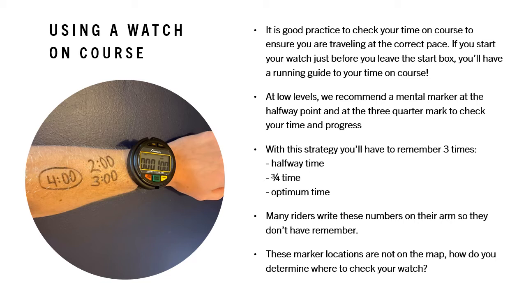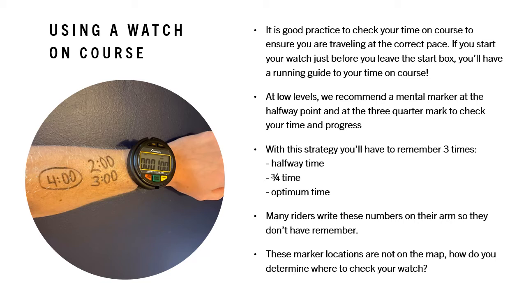2 minutes is his halfway mark. So when he's halfway through the course, he should be at 2 minutes. And then the 3 minutes here is his 3/4 time. So when he's at his 3/4 way through the course, he should be at 3 minutes, right? So that should give him some feedback. If he's at 2 minutes at the wrong time, he knows he has to make a change.